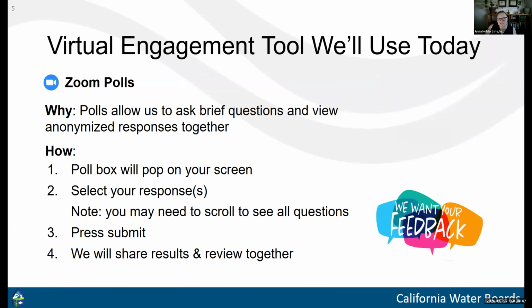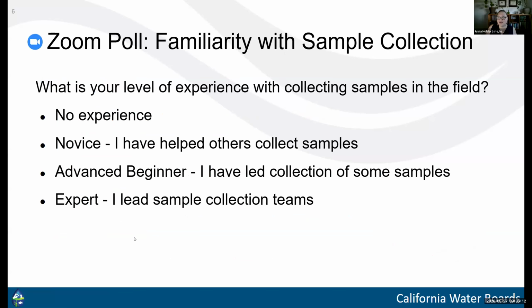We like to start these trainings with a Zoom poll just to make sure we're all awake. It helps me test myself too. So in a moment, I'm going to launch the poll. It'll pop up on your screen. We've got one question. We'll show that next. Select your response. These responses are anonymous. Press submit, and I'll share the results and we'll talk through them together.